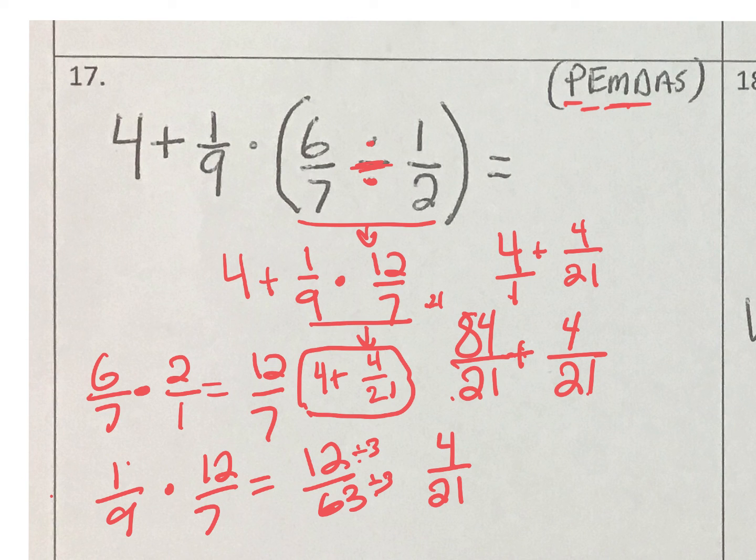84/21. Now, let's add them up. 84 plus 4 is 88 over... and when you're adding fractions, you just keep the denominator the same. Now, I have an improper fraction, so I need to make it into a mixed number.